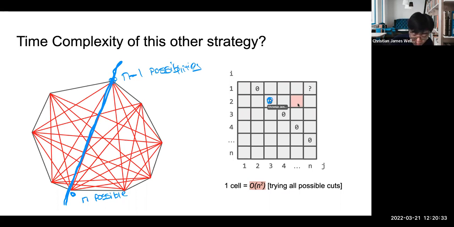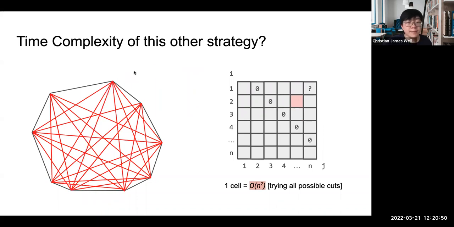It's no longer like computing this plus this versus this guy plus this guy. It's really trying many cuts. I don't want to illustrate this in the table, but think about it. To compute one cell, you need O(n) squared time to try all the possible cuts. And then same as before, you have O(n) squared cells. But now each cell takes O(n) squared time. So in total you have O(n) power 4 time to compute the entire table. And that's the time complexity of this other strategy.